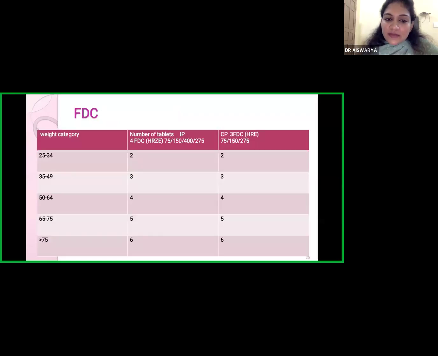So now the TB treatment is given based on fixed drug combinations. Every tablet contains a combination of 4 drugs. In the intensive phase, every tablet contains these 4 drugs, HRZE, in a fixed drug combination, like H75 mg, R150 mg, Z400 mg, and E275 mg. And the number of tablets is decided based on the weight category. There are a total of 5 weight categories, and based on their weight, the number of tablets is decided. This is how the number of tablets for treatment is decided.